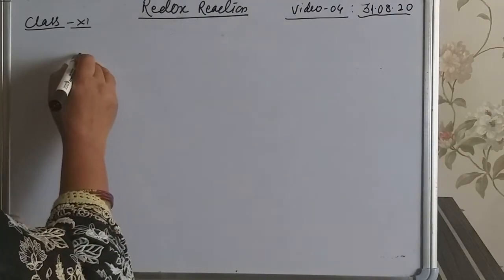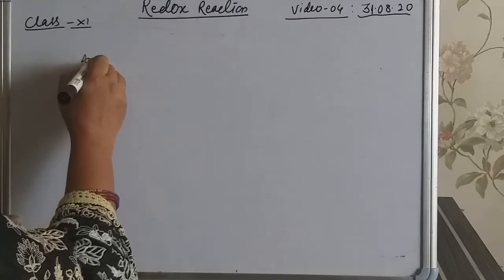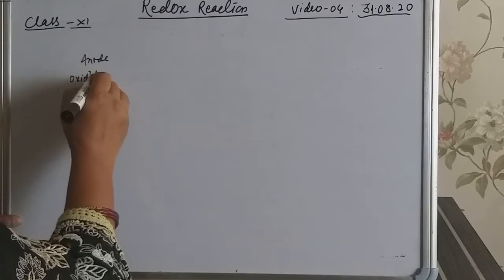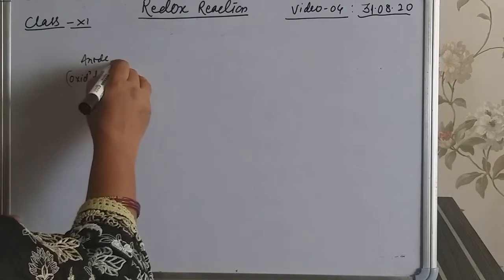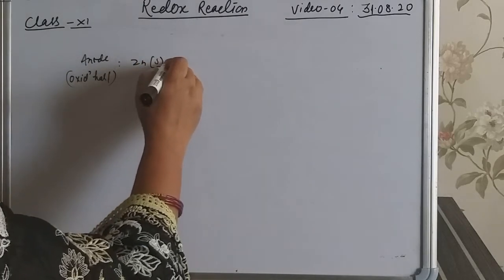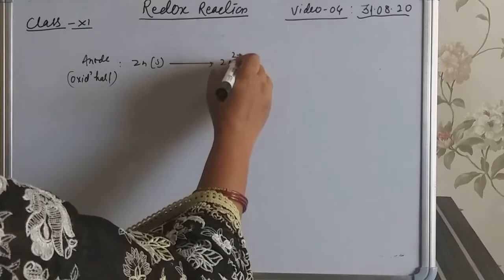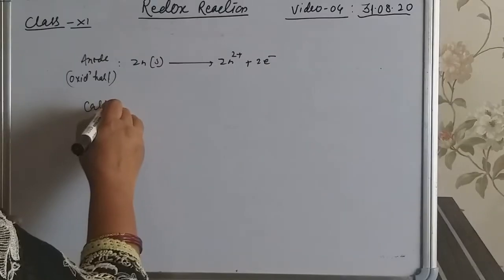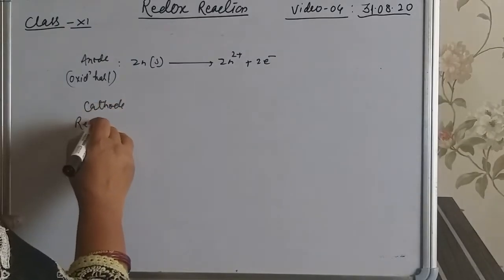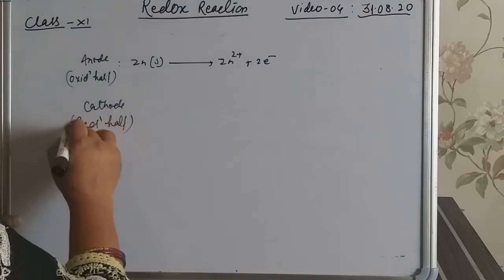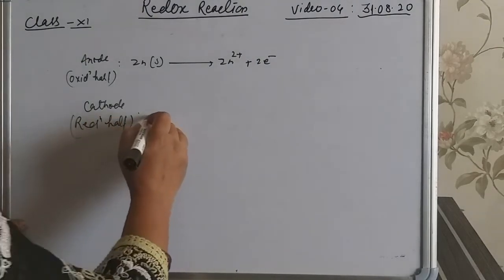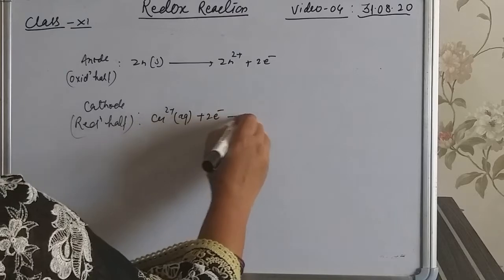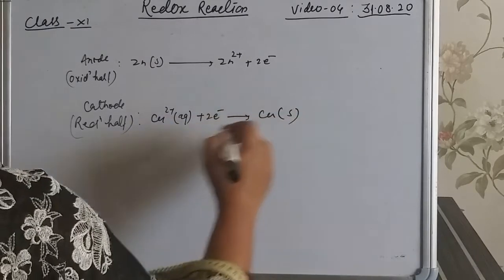So what happens? At first we write here anode, in which the oxidation half reaction takes place. At the anode, zinc in the solid state gets converted to zinc ion and 2 electrons are released. At the cathode, the reduction half reaction takes place. Here the copper ion from the aqueous solution takes 2 electrons and gets converted into solid copper.